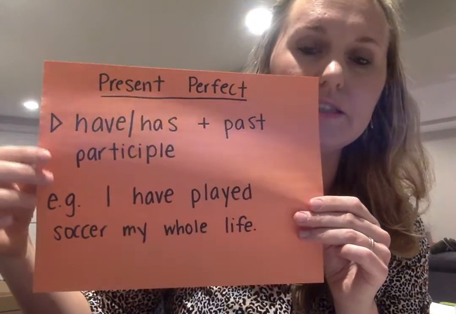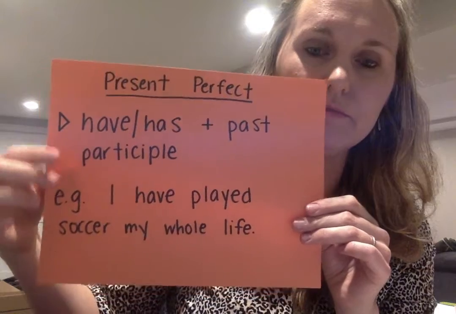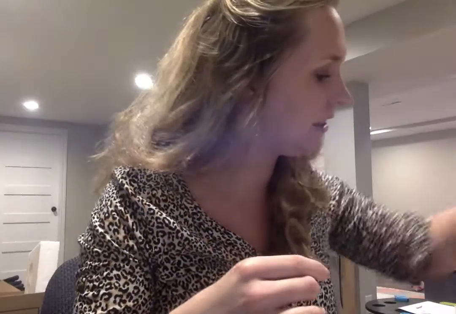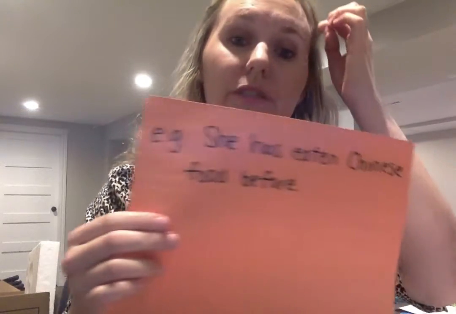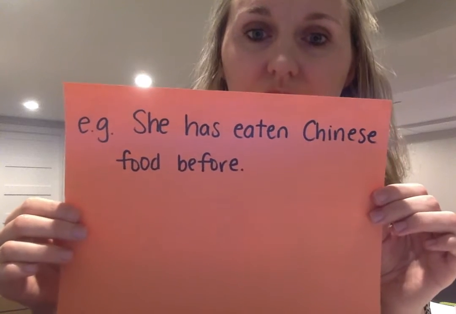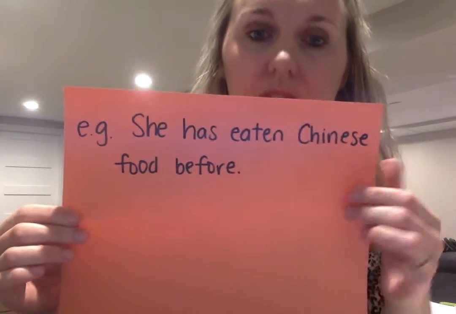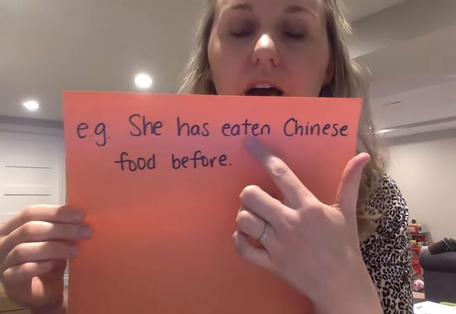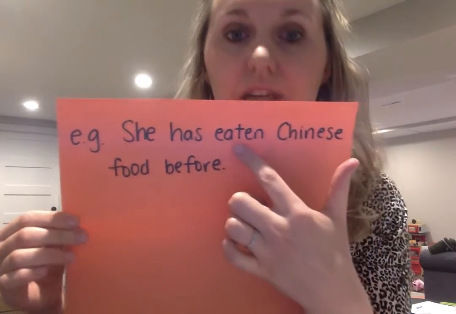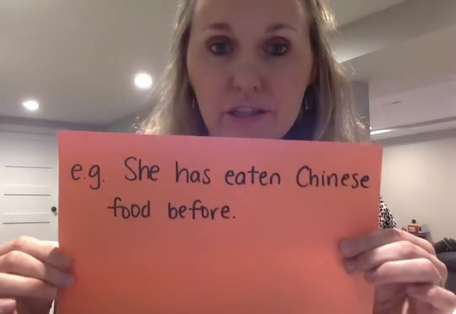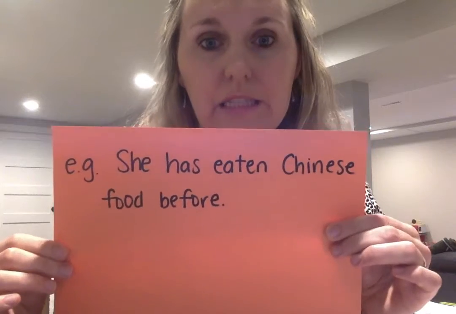Excellent. Now this is a regular verb. An irregular verb might look like this. So she has eaten Chinese food before. So eaten is obviously the participle of to eat. It's not eated, it's eaten. And so this would be an irregular verb, has eaten. Very good.